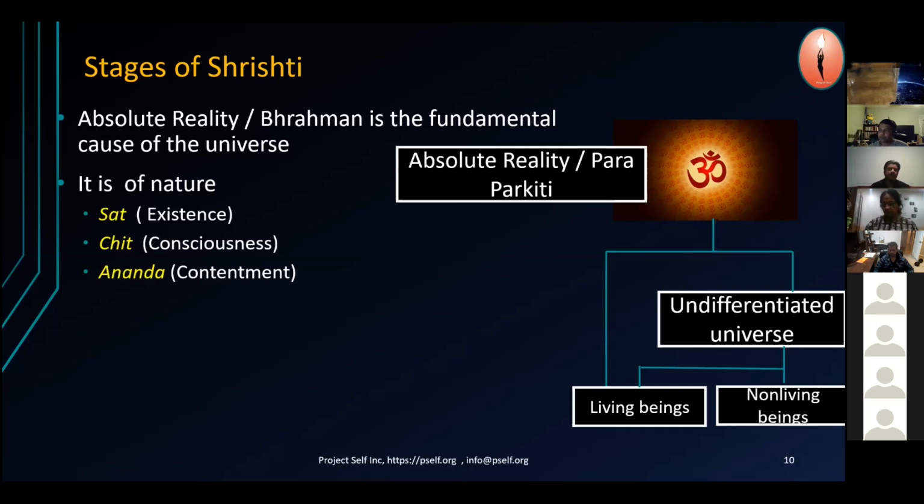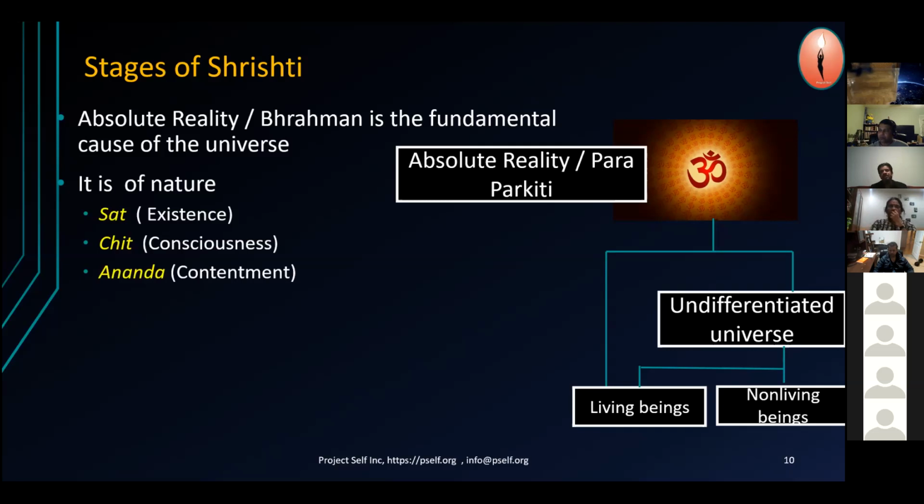And this Brahman happens to be same as that of Atma. Then we talked about how the creation happened. What is the process of creation? That is the stages of creation. So from the absolute, what came out? Undifferentiated universe came out. And in that undifferentiated universe, there were 8 components.